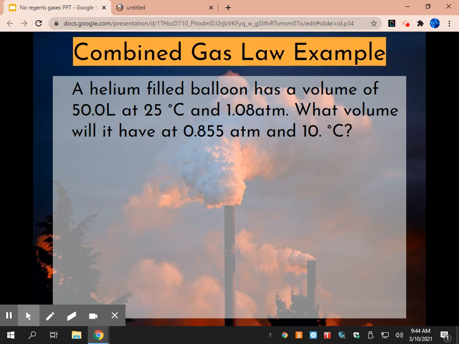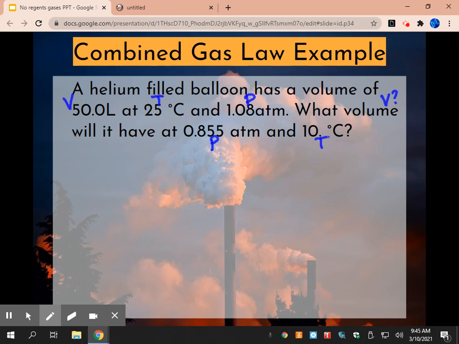So 50 liters is a volume. 25 degrees Celsius is a temperature. 1.08 atm is a pressure. What volume? Volume is going to be my question mark. 0.855 atm is a pressure, and 10 degrees Celsius is a temperature. Then I like to make a little chart on the side to help me organize my values.